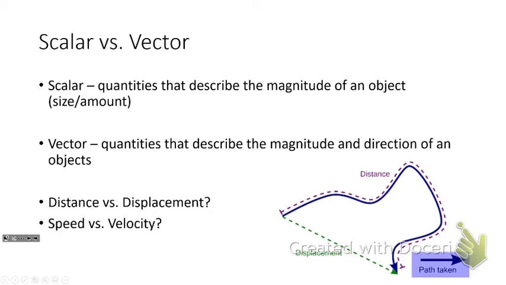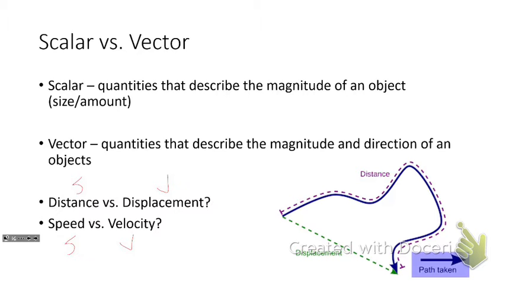So distance or displacement, what is scalar, what is vector between distance and displacement? Distance is scalar, perfect, and displacement is vector, good. And what about speed versus velocity? Speed is scalar, good, and velocity is a vector. Speed is scalar, s, velocity vector. Should be easy for us to remember. Make sure you know the difference between those two.